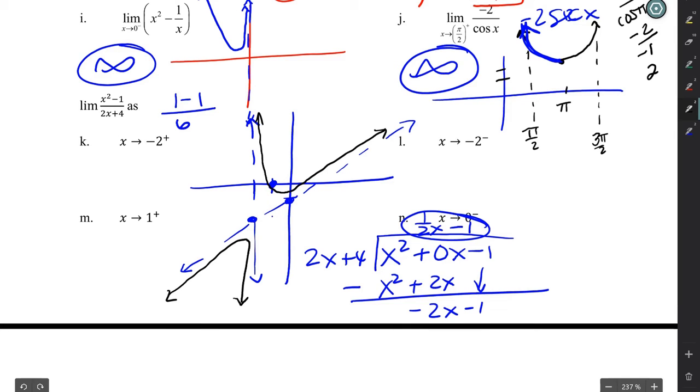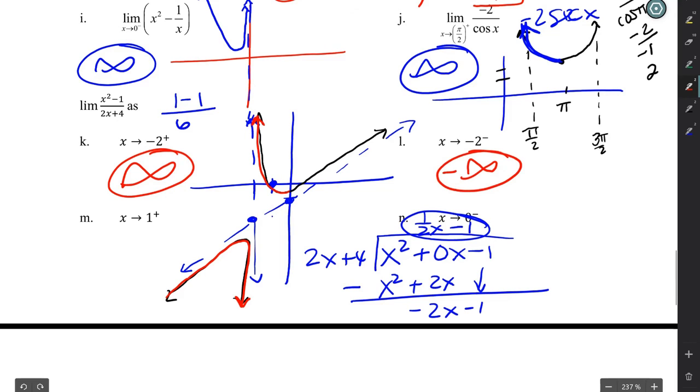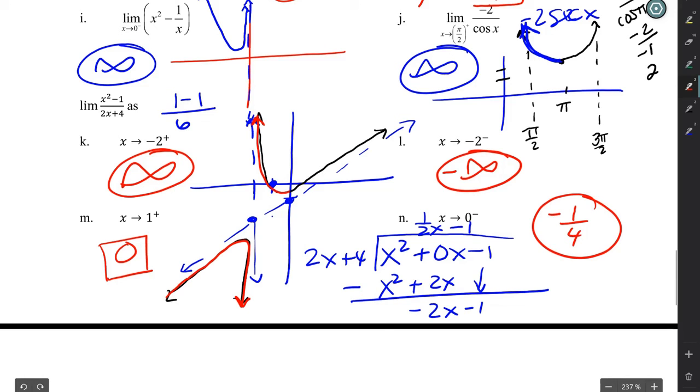So now, as I look at my graph, as x approaches negative 2 from the right, my graph is going up, so that means this one is infinity. As x approaches negative 2 from the left would be the other side, so that graph is approaching negative infinity. As x approaches 1, well, there's no problem at 1. I can just substitute it in for x, and I get 0. And then over here, I want the limit as x approaches 0. Once again, 0 doesn't give me a problem if I just do straight substitution, so I get 1/4.